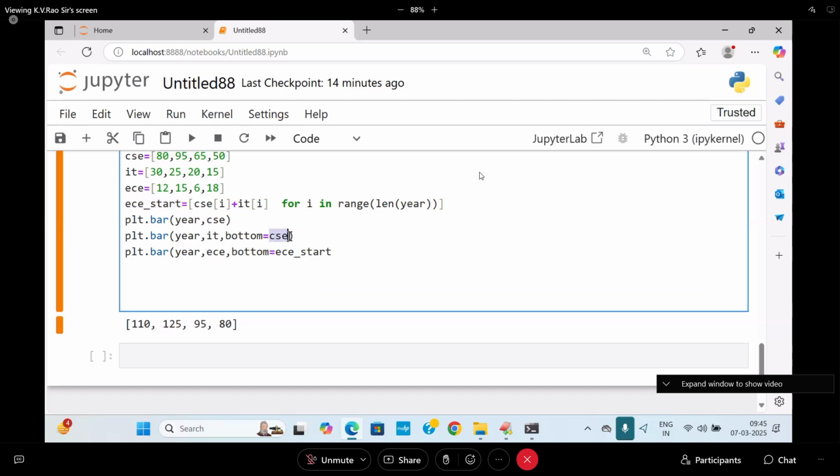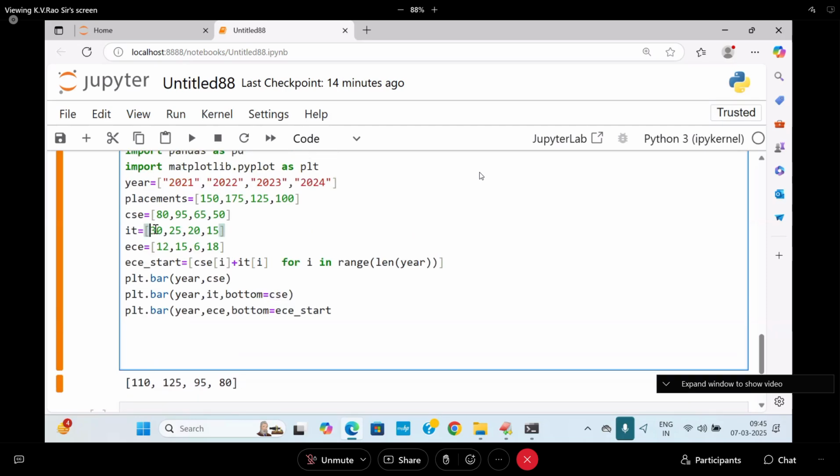Why am I writing ECE? Because the IT students are placed on the top of 80. Next, 25 is placed on the top of 95. So this is only one value, but this bottom should be what? The sum of the CSE value plus the IT value. 80 plus 30, and on top of that 12 is to be placed. That's why I wrote this type of comprehension logic.